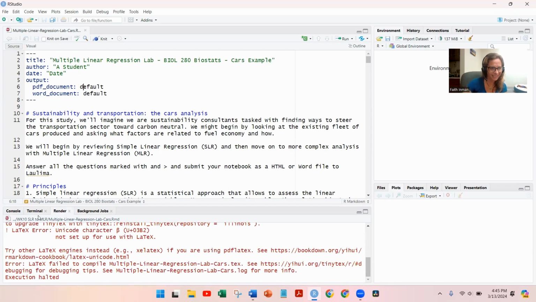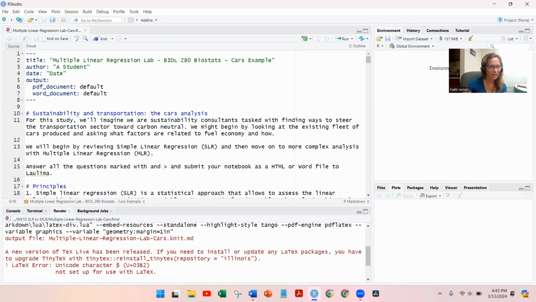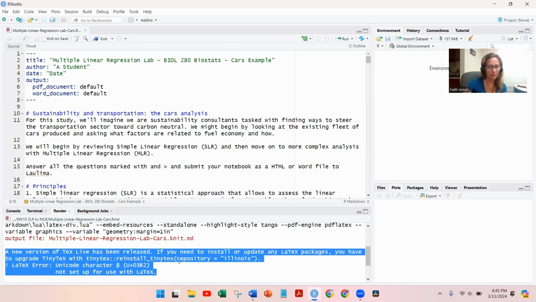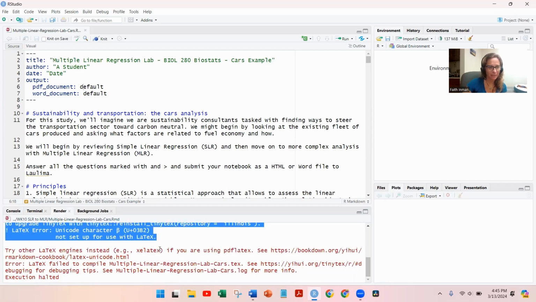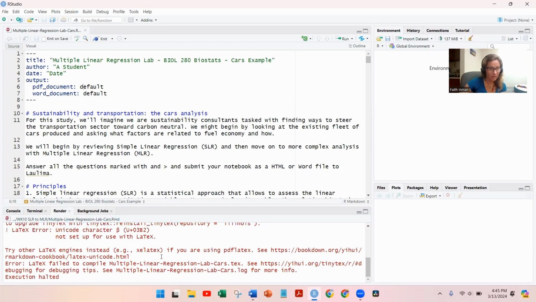Oh, mine didn't work. Okay, output, let's see. A new version of LaTeX has been released. I need to update it. Okay, so I need to update this, and then I can do it. And let's see, it tells you where to go. See https://bookdown.org, all this. So if I put that into my browser and I follow the instructions, or here's another website I can go to for debugging, put that into my browser, follow the instructions, you can figure it out.